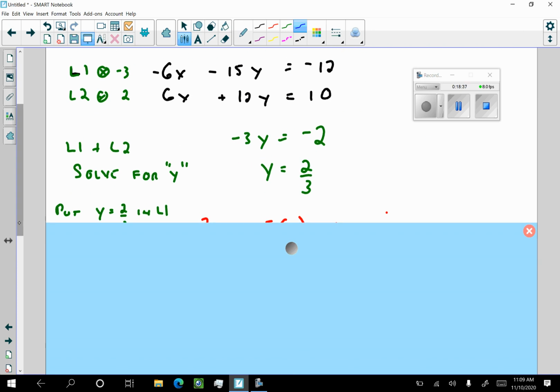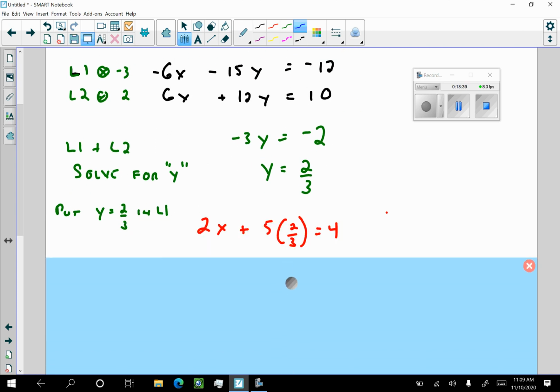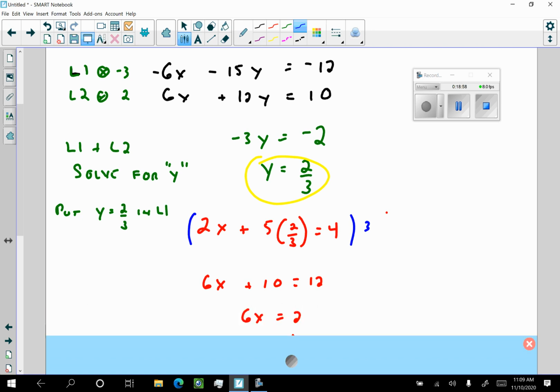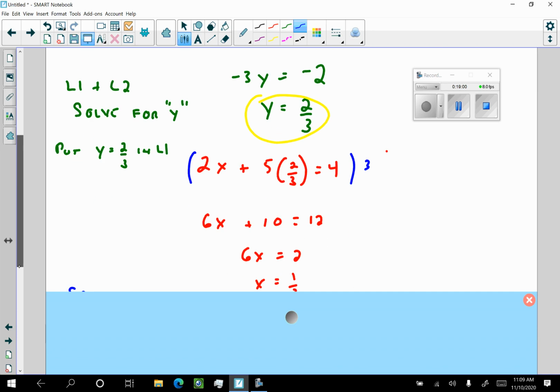So now we solve for x. Y is 2/3. Put y equals 2/3 into L1. I put that in there right now, and I'm going to multiply both sides by 3 to get rid of that fraction. I get 6x plus 10 is 12, and that says x is equal to 1/3.